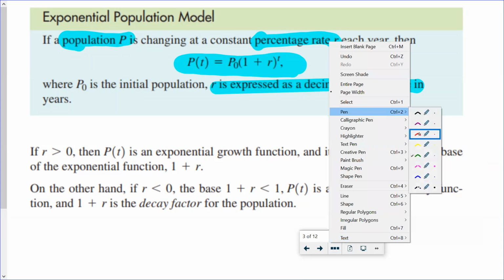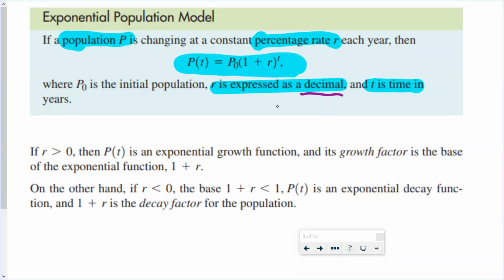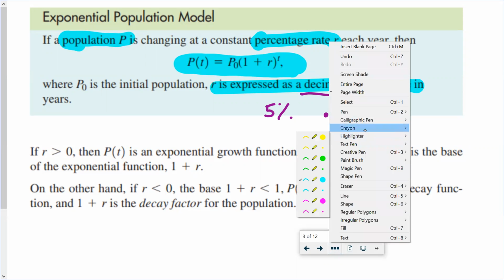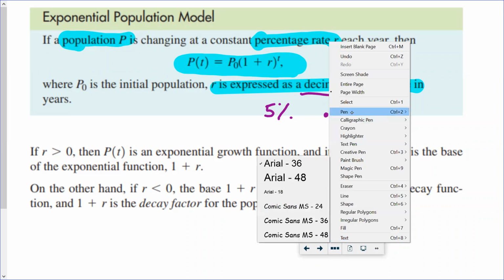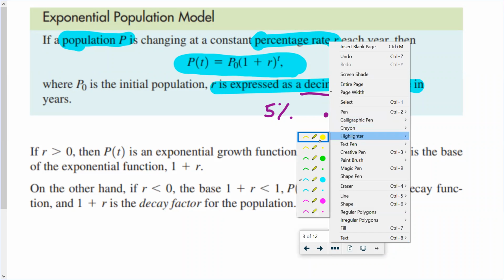It needs to be written as a decimal. What that means is if I'm told the percentage rate is 5%, I need to change that to 0.05 when I put it in. Okay, and then last piece of information here, P sub 0. P sub 0 means initial population. It's your population at time 0. Okay?